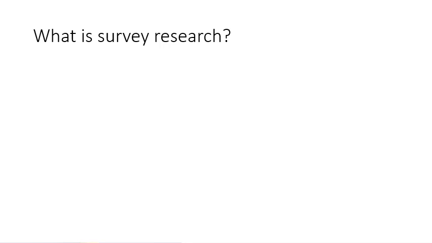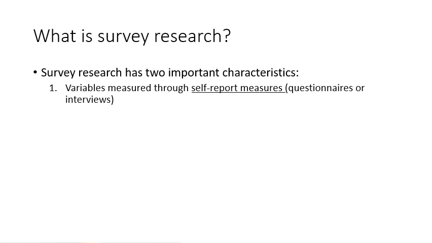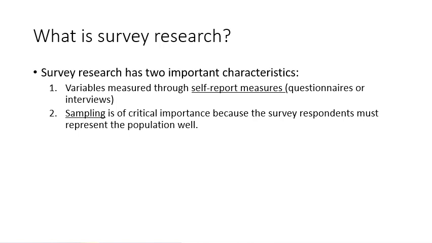So what is survey research? The two main characteristics are these. First, the variables are measured through self-report measures, questionnaires, or interviews. If you have an independent variable and dependent variable, both of them are measured through these self-report measures, and that's why it's survey research. And sampling is of critical importance because the survey respondents must represent the population well. There's not any other way to randomize, so we really have to be careful who we use when conducting research that is straightforward survey research.